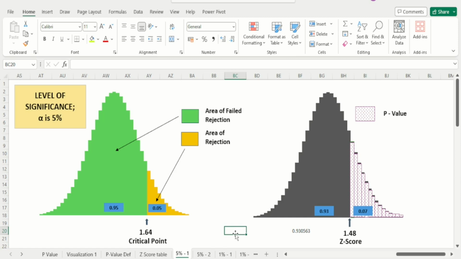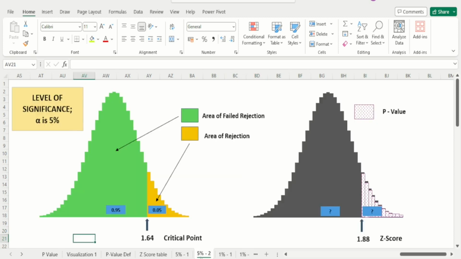If your p-value is greater than your level of significance, then we will fail to reject the null, right? Because the area that you have under the p-value is greater than the area that you have for the rejection. Okay, now let's take a look at a slightly different example.